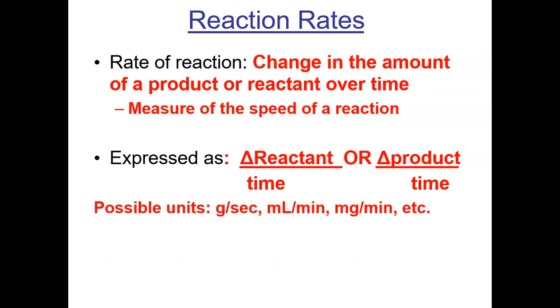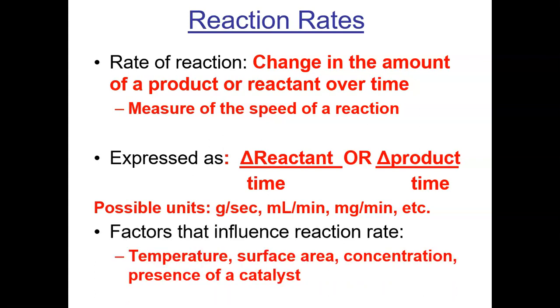Now the units could really vary depending on what the units of amount and time are, right? If it's a really fast reaction, your time units are probably seconds. If it's slow, it could be minutes or hours. And then in terms of the amount, maybe we're looking at mass, maybe we're looking at volume. It really just depends on the reaction. Now there's 4 major factors that influence reaction rate: temperature, surface area, concentration, and the presence of a catalyst.